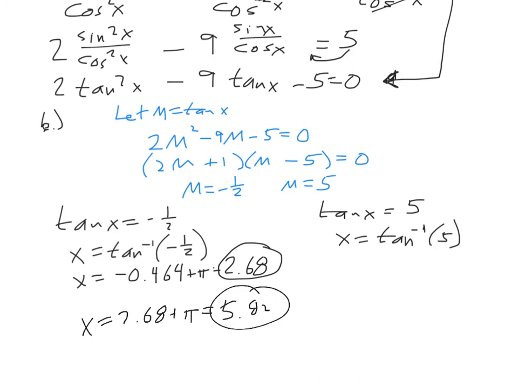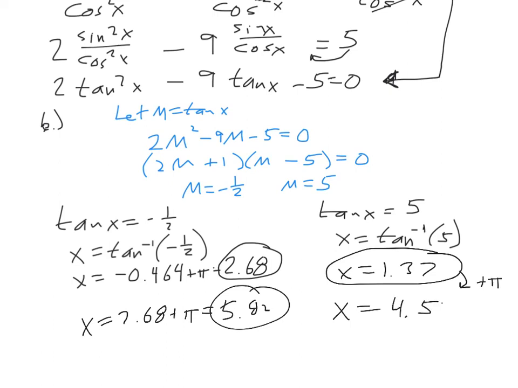For the other one, the inverse tangent of 5, or the arctangent of 5, is 1.37, which is on my interval, yay. And I can also get another one by adding pi onto this. And when I add pi, I get 4.51. And those are all the solutions that I'm going to get to this equation.